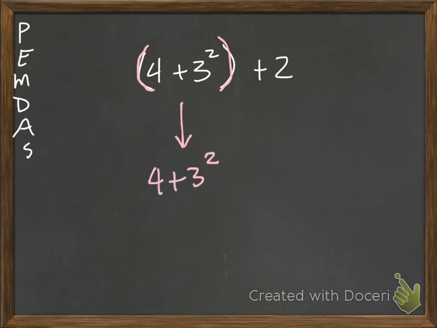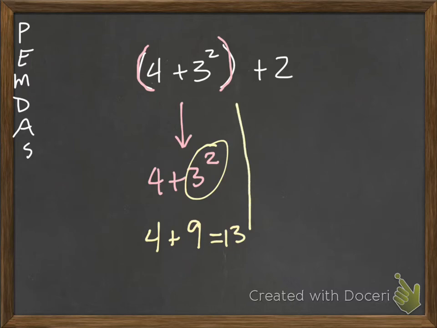Well, in this case, I can't take 4 and add it to 3 because that's not the right order. My next order with my PEMDAS stuff is that I have to do my exponent. So I need to do this first. So 3 squared is 9. So I have 9 here. So then I go 4 plus 9. Well, that's 13. Okay, so that I'm going to put right here.